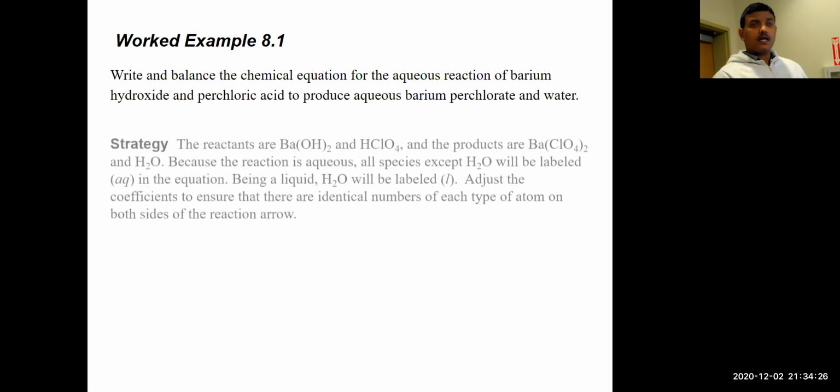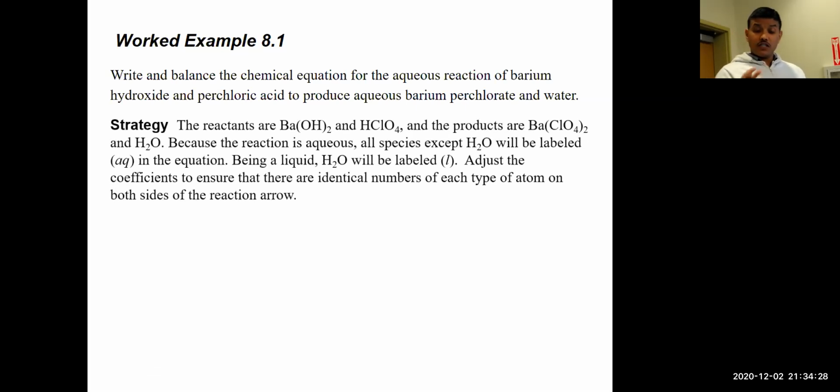So barium hydroxide should have a barium with the OH group twice, and perchloric acid is HClO4, producing barium perchlorate, this molecule, and water. Now these two are the reactants and the next two are the products. Now we just need to know what those physical states are. Barium hydroxide is a solid, HClO4 is an aqueous solution, and barium perchlorate is also an aqueous solution. Water is just going to be liquid, right? It's a pure liquid already.